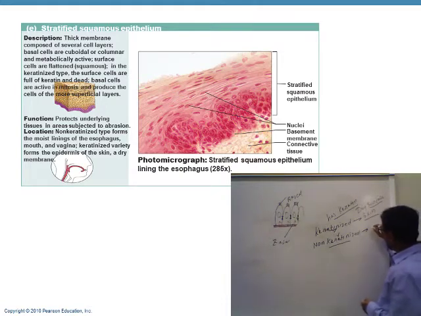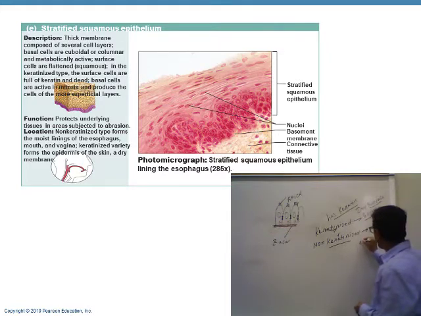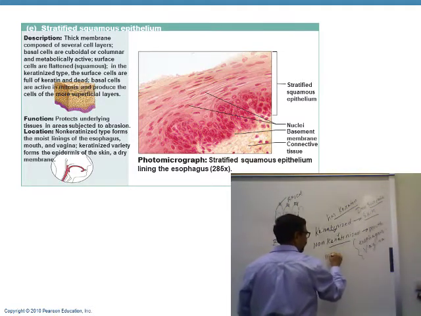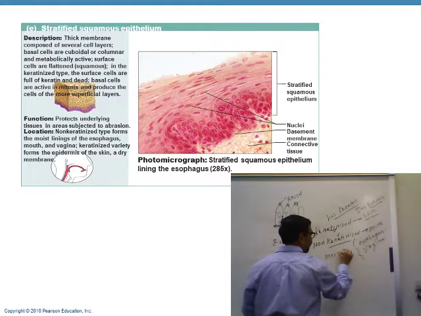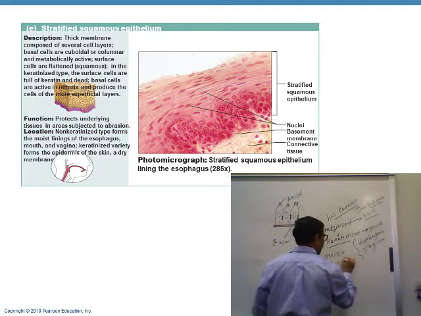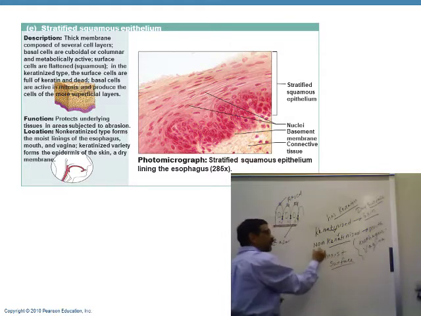Non-keratinized is found in the mouth, esophagus, inside the vagina. Those are moist or wet surfaces. Okay, so keratinized in the dry surface and non-keratinized in the wet or moist surface.